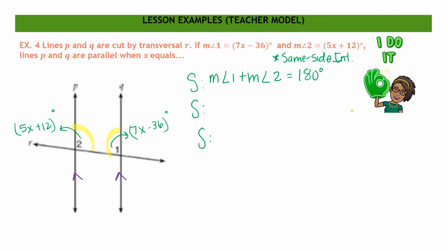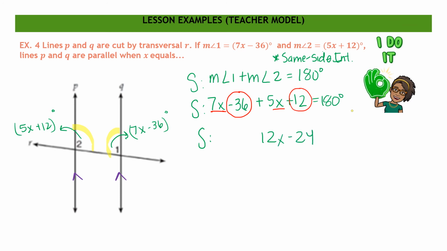And that is same side interior. So now I'm just going to substitute the values of both these angles: 7x minus 36 plus 5x plus 12 equals 180 degrees. And now we're just going to combine like terms. So I have a 7x and a 5x, and I have a negative 36 and a positive 12. So when I combine like terms, I get 12x minus 24 equals 180. And then I'm going to go ahead and add 24 to both sides.